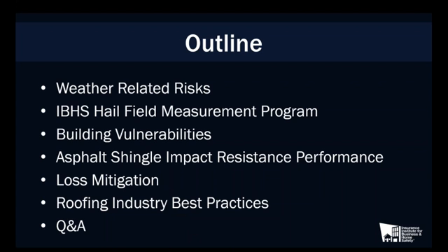So what we're going to talk about today, we're going to kick things off with a weather-related risk overview to talk about the hazard as a whole. We'll talk about our IBHS field measurement program, which we've been doing for 4 years now, and we'll be starting again in about a month from now. We'll talk about overall building vulnerabilities to hail, specifically asphalt shingle impact resistance. We'll also talk about loss mitigation opportunities and a new collaboration that we've been working on with the roofing industry to develop some best practices.